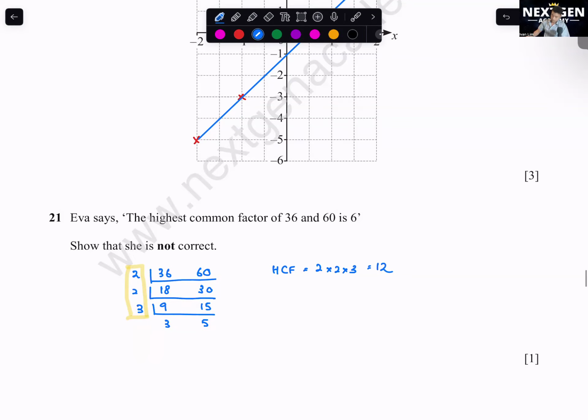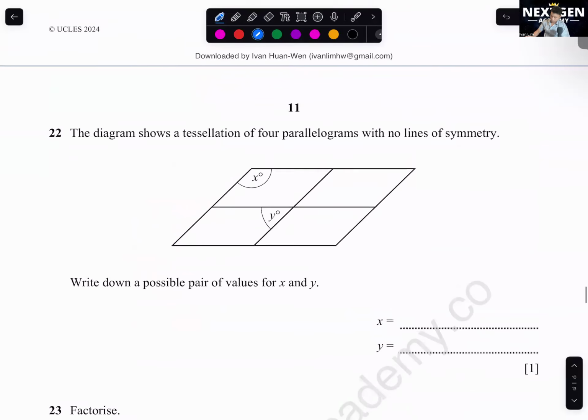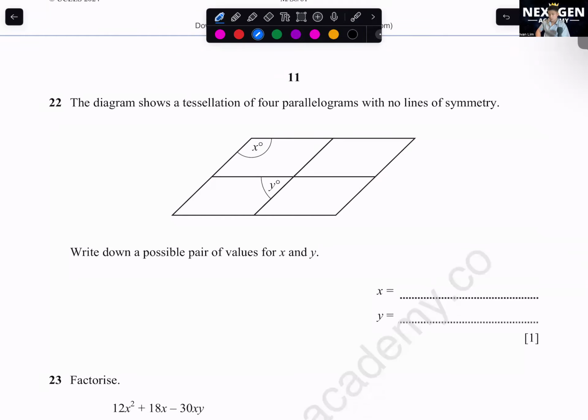Okay, next one. 22. The diagram shows a tessellation of 4 parallelograms with no lines of symmetry. Write down a possible pair of values for x and y. Okay, anything that adds up to 180 degrees. Very good. So they say this is a parallelogram. This is also y, because of, what is this angle? Corresponding, right? So this one is corresponding.